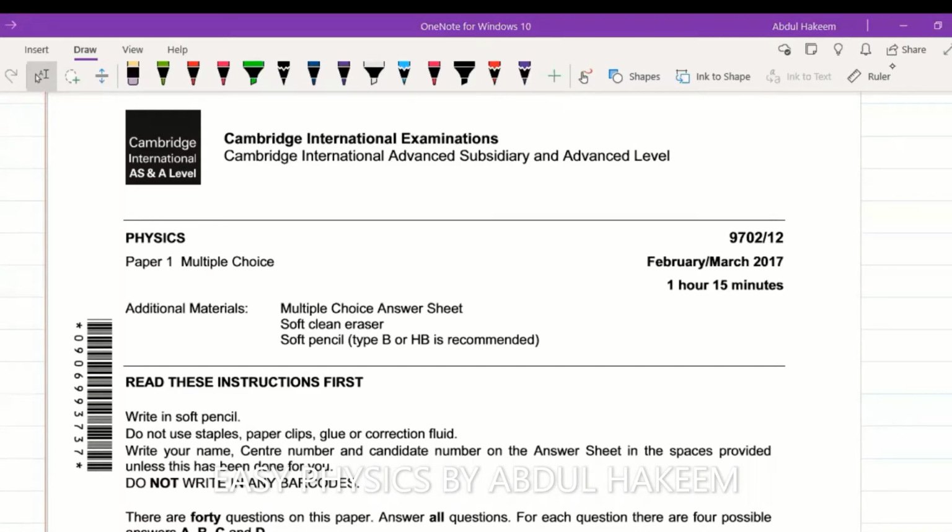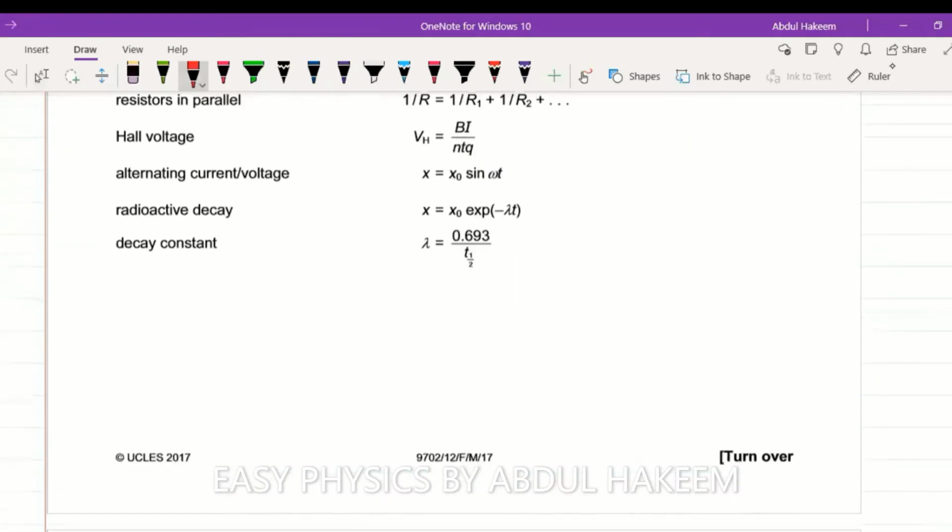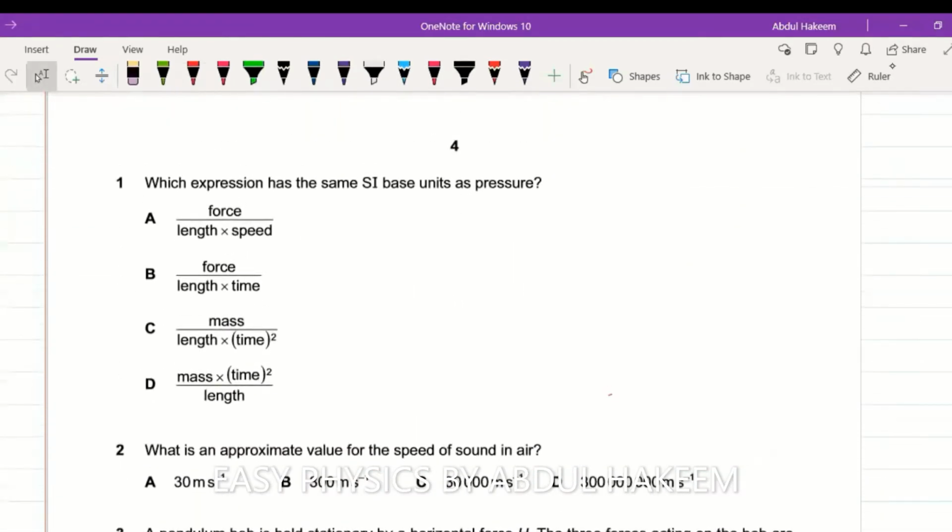Okay, this is another paper 1-2 for February, March 2017, and question number 1. Which expression has the same SI base unit as pressure? So the pressure is equal to force divided by area.